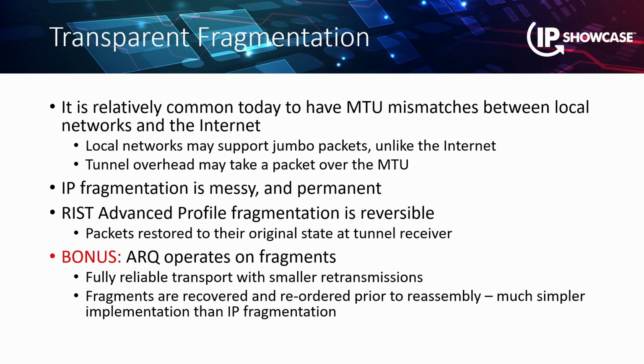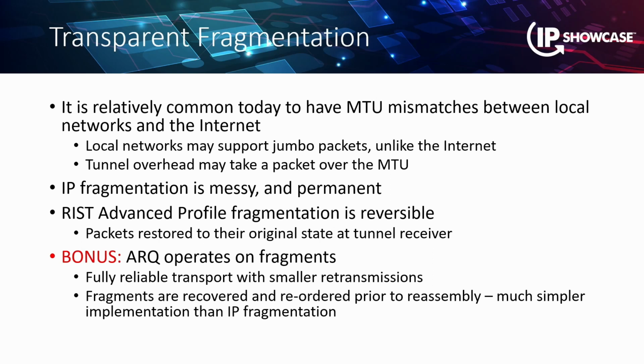Transparent fragmentation, that's important. Payloads are getting bigger, and then you want to use a bigger packet. There are jumbo packets in Ethernet. There was a big deal with 100 meg Ethernet. It's not as much now, but we support that. So if you have an MTU mismatch between your local network and the WAN, you've got to fragment the packet. IP fragmentation is messy and permanent.